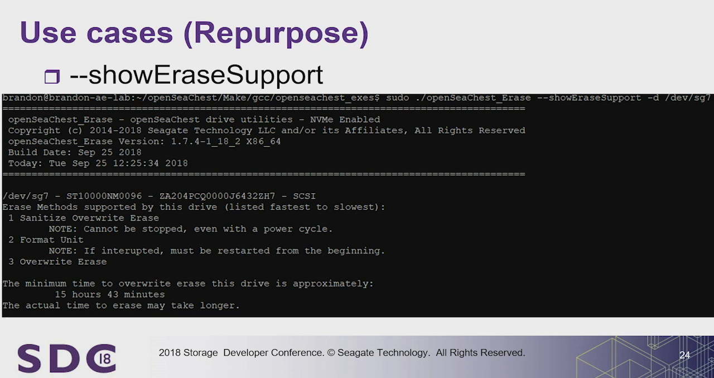So we created this thing called show erase support. What it does is it tells you exactly which of the erase methods are actually supported. And not only that, it tells you how long it's going to take. So this one is a 10 terabyte SCSI SAS drive, and it says the quickest way to do it is sanitize overwrite erase, and it's going to take 15 hours. By the way, if you had ISE supported, which is instant secure erase, it would be done in a minute, and I can do a demo on it as well.